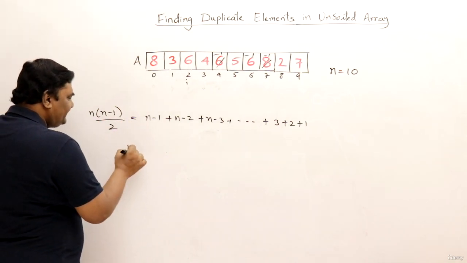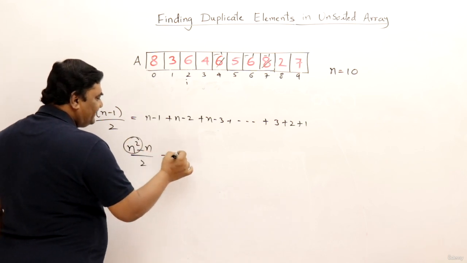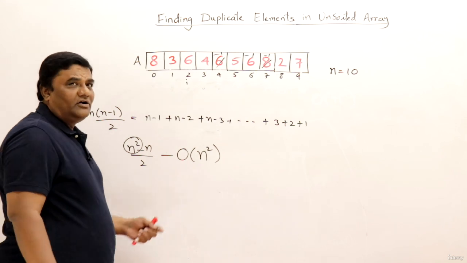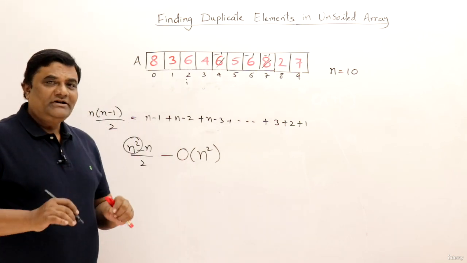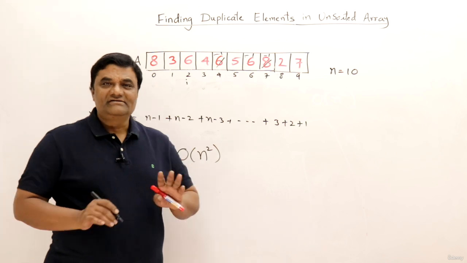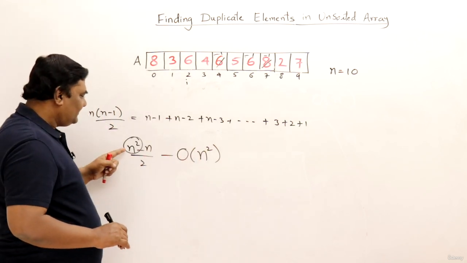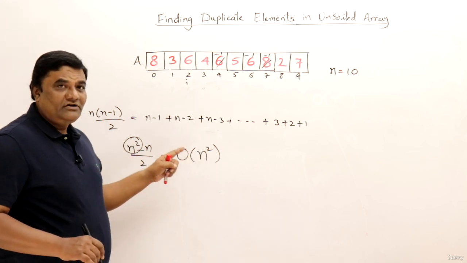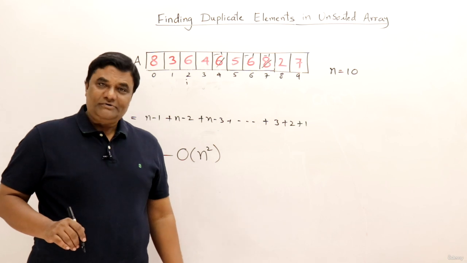So this is n square minus n by 2. So the degree is n square. So it is order of n square, or big O of n square. Though we don't know what is big O or omega, let me simply call it order of, that is, degree of 2, that is n square. Degree is 2, so it is order of n square, right? Now let us look at the procedure.